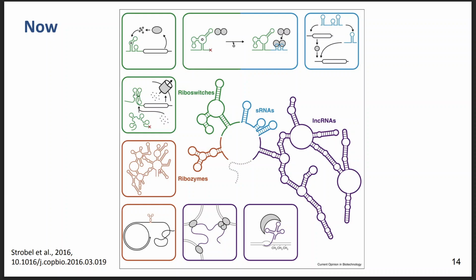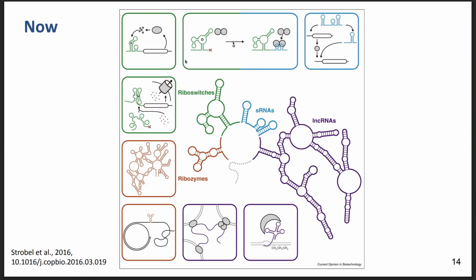So now we know a wide spectrum of non-coding RNA types. Just a handful of large groups are shown here on this slide. So we have ribozymes, as we already saw. Ribozymes perform catalytic reactions, and they need their structure to do this. Riboswitches also usually regulate some processes via conformational changes.